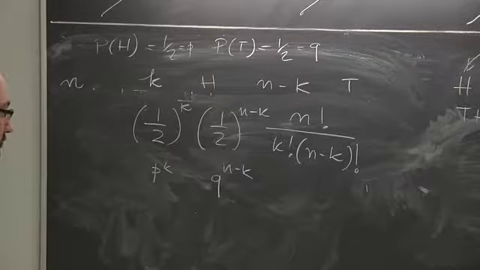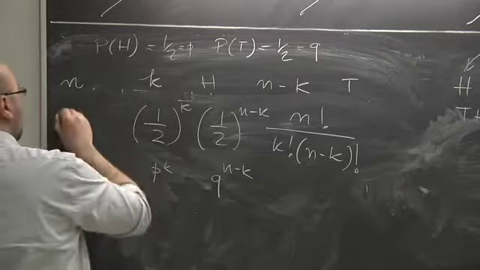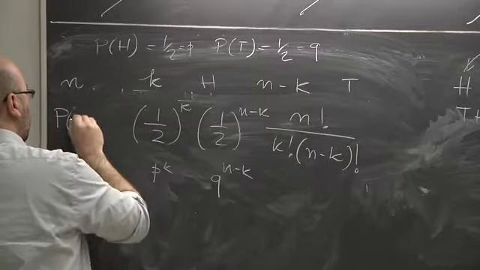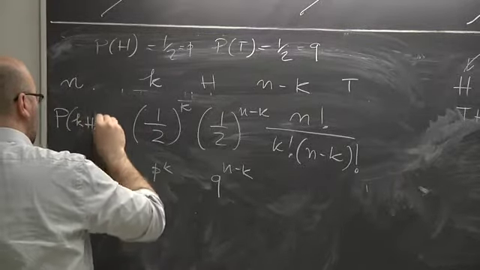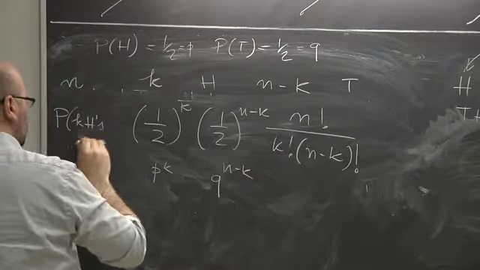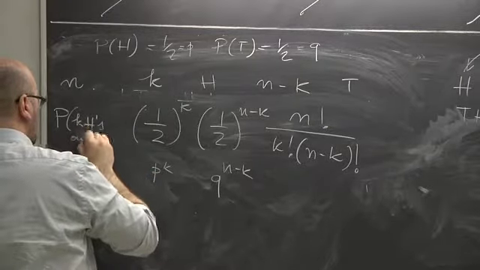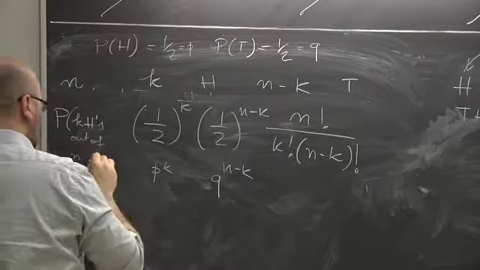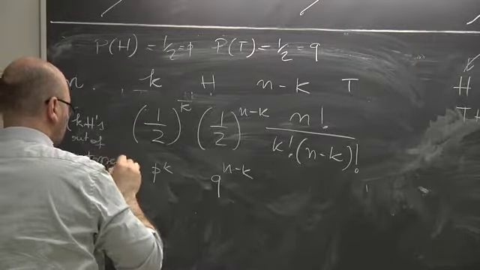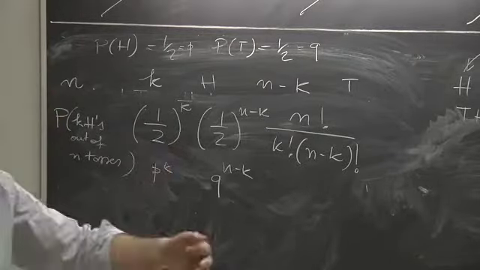Okay? So this is the probability that we have k heads out of n tosses of a coin. I tossed a coin.